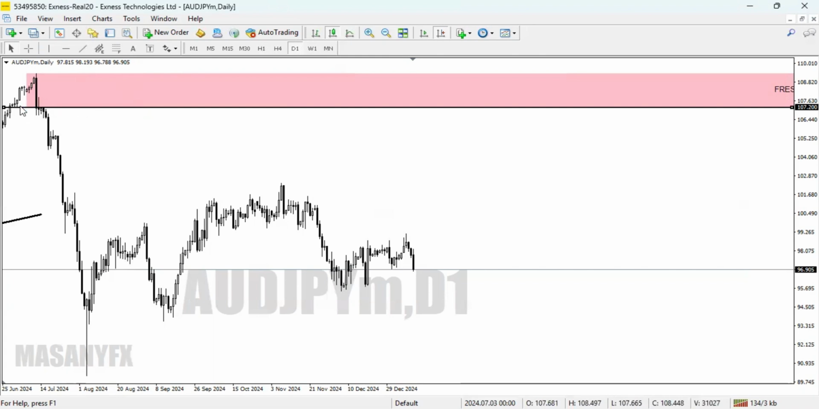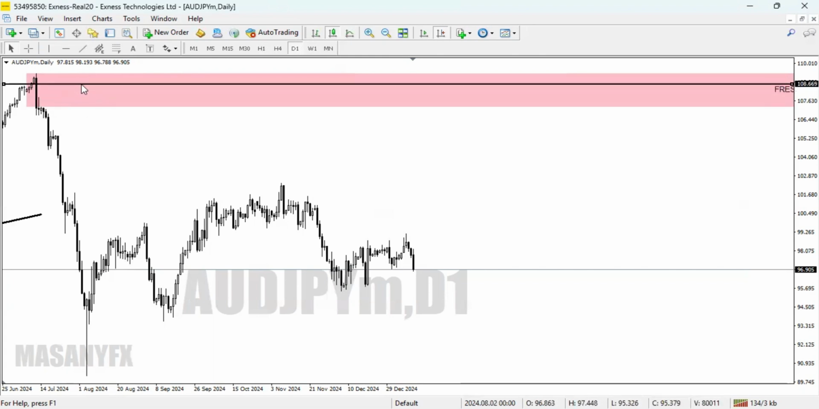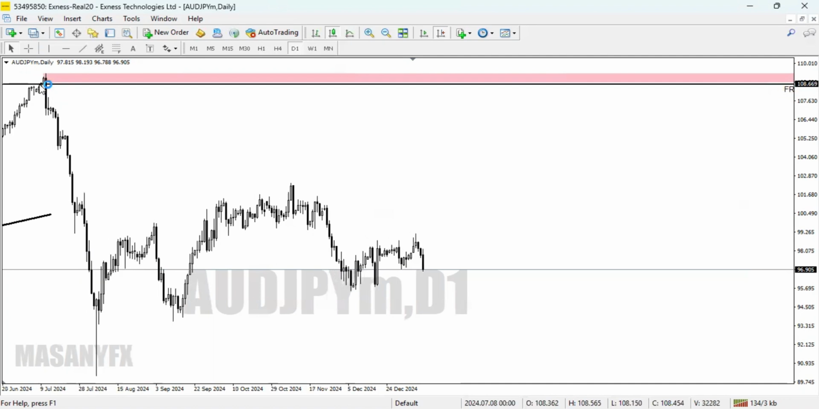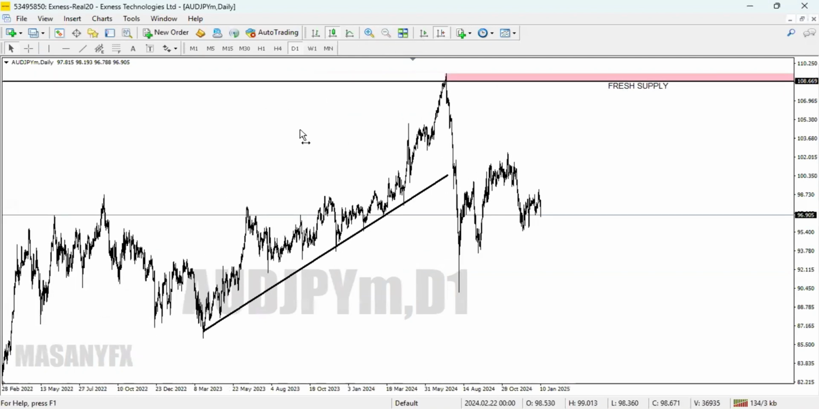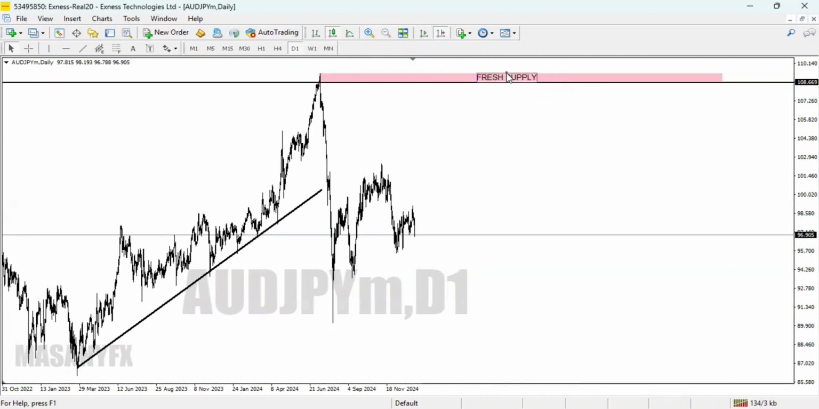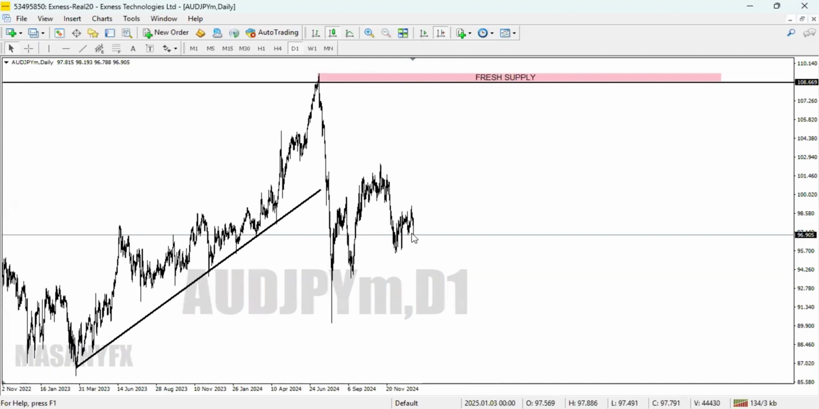So let's just minimize to a daily time frame. A daily supply zone that we can have is this one. This is a daily supply zone. It's the first supply zone as well. So I'm expecting this to consolidate to this fresh supply zone and drop again. This will happen in future.